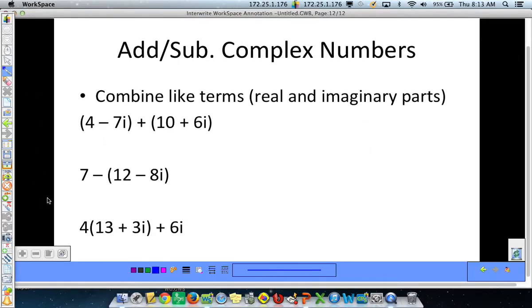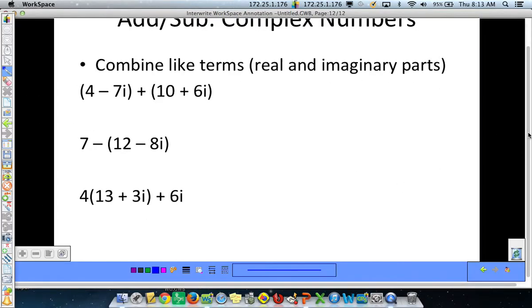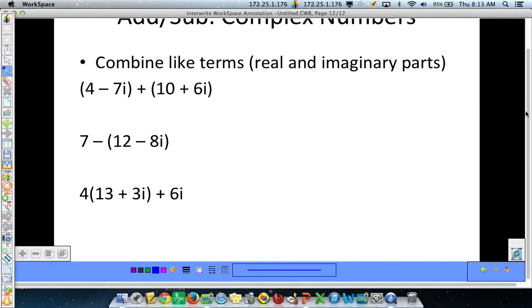When we work with complex numbers and simplify them, you just need to remember that you combine like terms, just like you would do in regular algebra with x's and constant numbers. You combine the like terms. You combine the real parts together, and then you combine the imaginary parts together. So if we're adding, we actually don't even need these parentheses because you're just adding your like terms. So it's like saying 4 minus 7i plus 10 plus 6i.